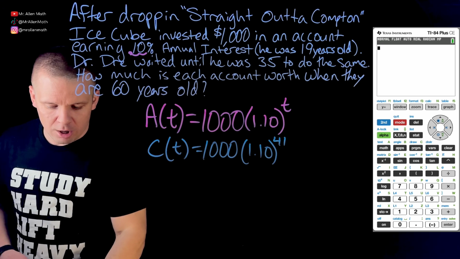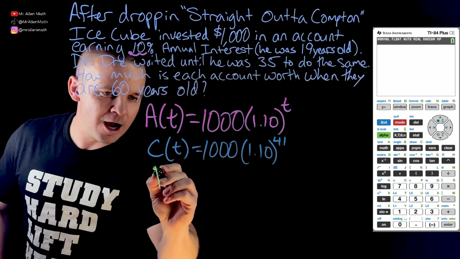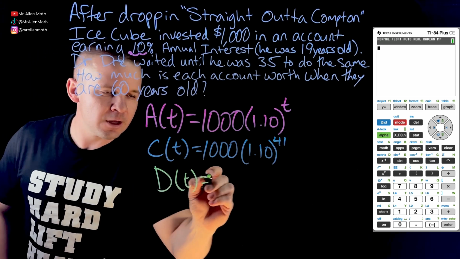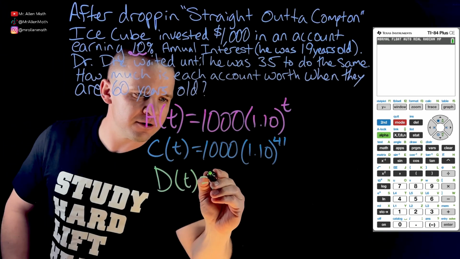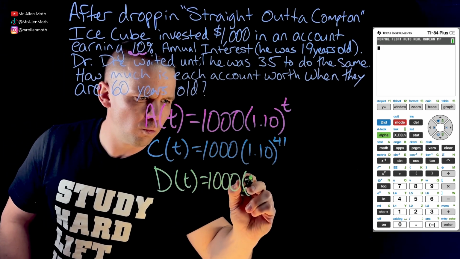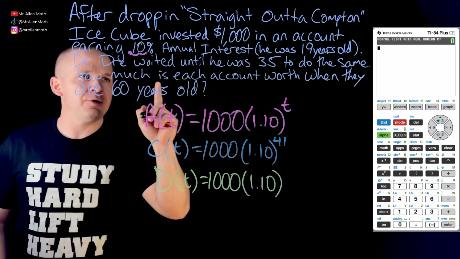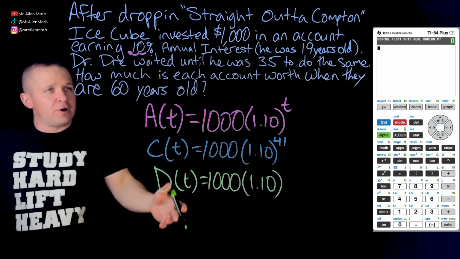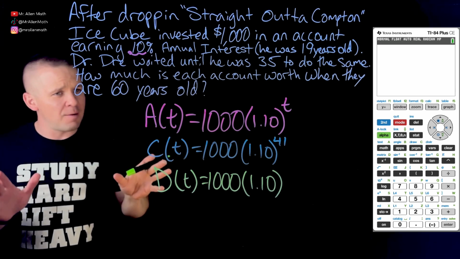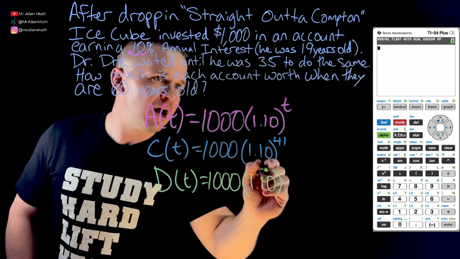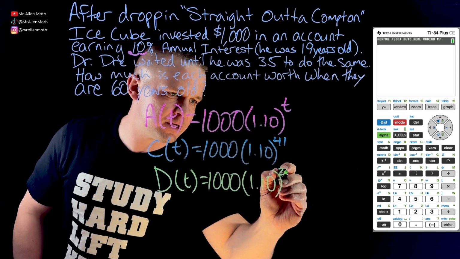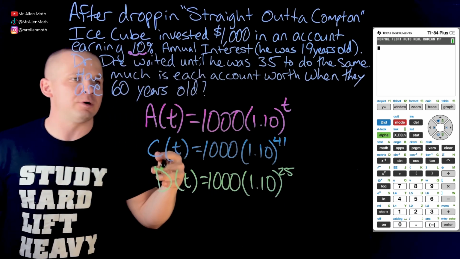And then Dre, I'll go green for Dre here. No reason. We got T. And then we have $1,000. 1.10. And he was 35. So it's like you're still pretty young, right? Still young, hip. I'm 36. He's 35. 25 years then, right? 60 minus 35 is 25 years.